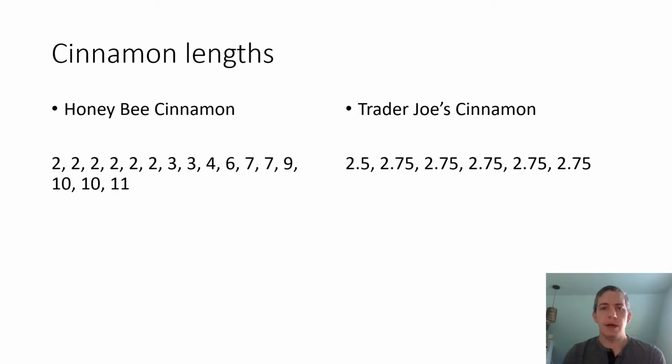So what I mean by dispersion is that even though the mean, the median, and the mode were towards the middle numbers, on the honeybee side, we go as low as 2 and up to 11. And that was not able to be seen when we just talk about the mean, the median, and the mode. For Trader Joe's cinnamon, it goes from 2.5 to 2.75. So there are different ways to describe that dispersion, how the numbers spread out.